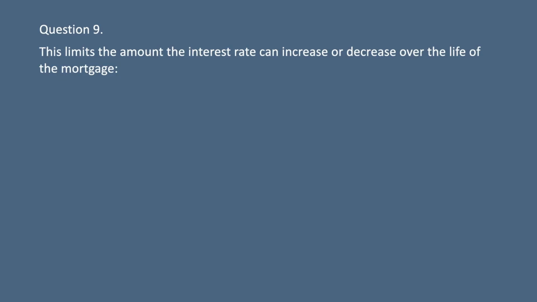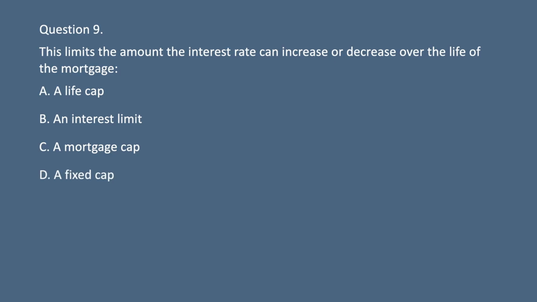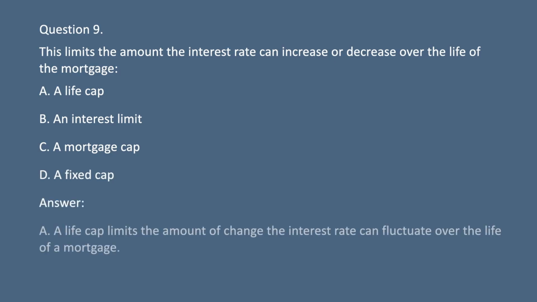Question 9. This limits the amount the interest rate can increase or decrease over the life of the mortgage. A. A life cap. B. An interest limit. C. A mortgage cap. D. A fixed cap. Answer A. A life cap limits the amount of change the interest rate can fluctuate over the life of a mortgage.